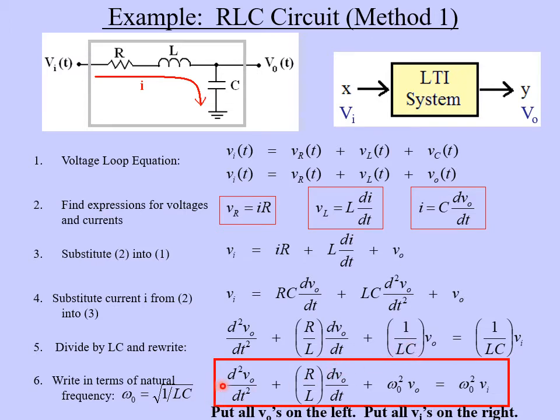So we end up with the second derivative of the output voltage plus R over L times the first derivative of the output voltage plus omega naught squared times the output voltage is equal to omega naught squared times the input voltage. So notice we put all the V outs on the left, all right? Those are our outputs, and we put all the VIs, there's just this one term, on the right. That is our input. So here is our equation that describes this circuit up here, and if we wanted to, and we know how to, we would next solve this equation, but we're not quite there yet.